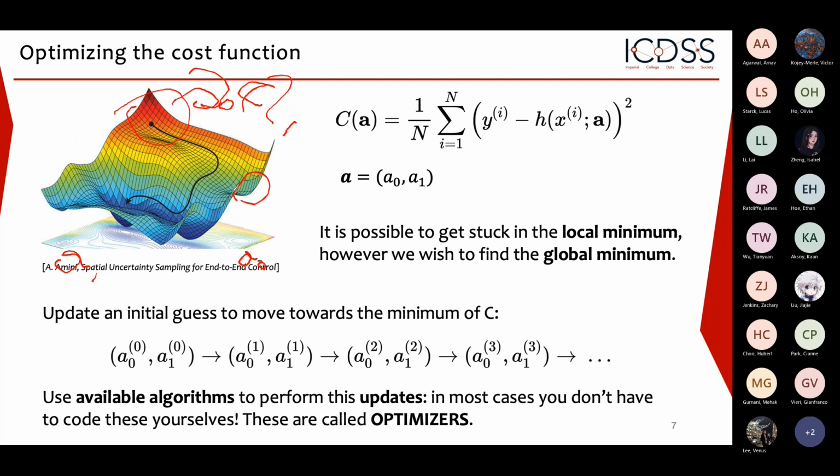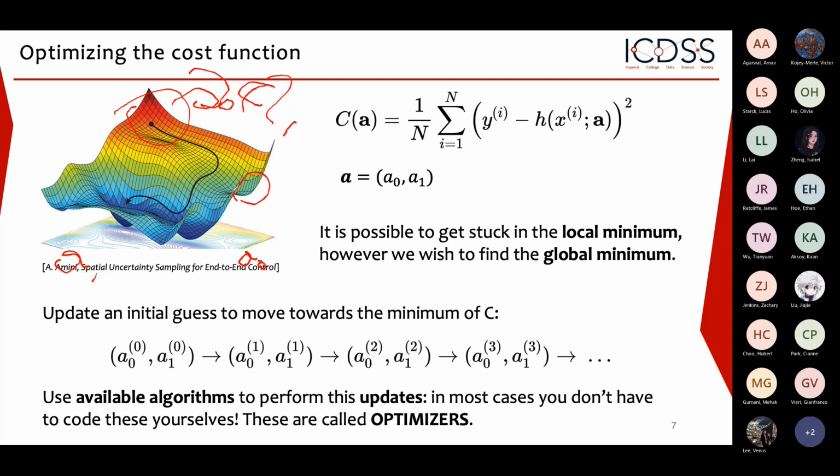And how do you get out of the valley? That's a very good question. And that's something that a good optimizer should take care of: how to avoid falling into local valleys and how to try and reach the global minimum.